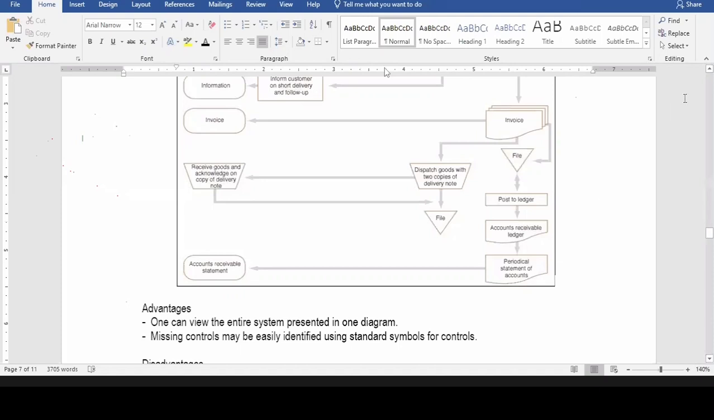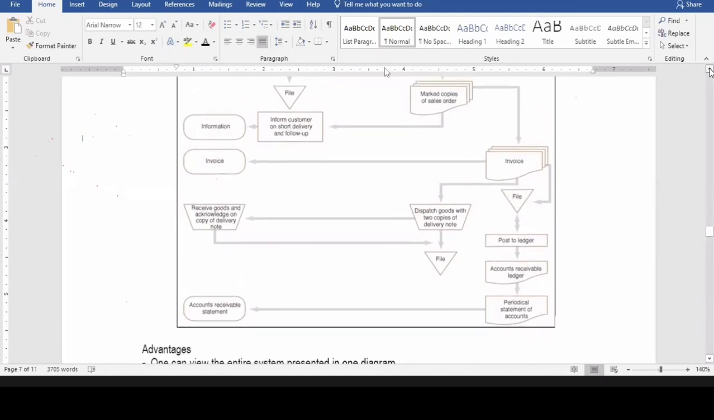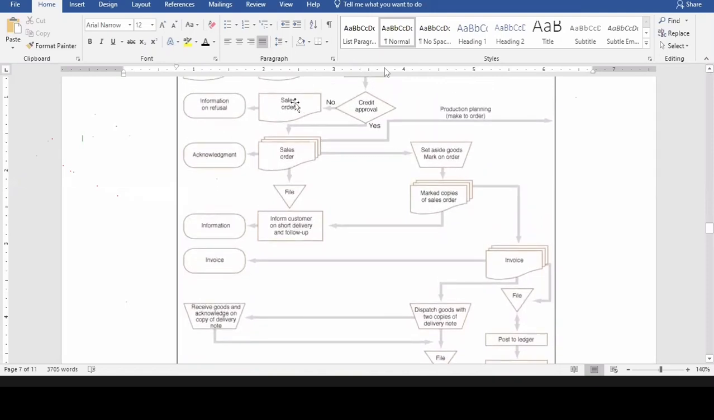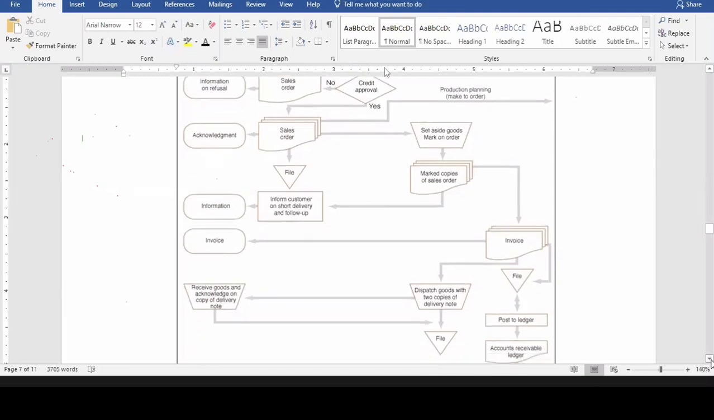So it can be very clear that from this diagram, you can see that an order comes, there is no credit check, meaning that an entity is selling goods to whoever comes. So if this diamond is not there, it's very clear from here if there is a missing control.